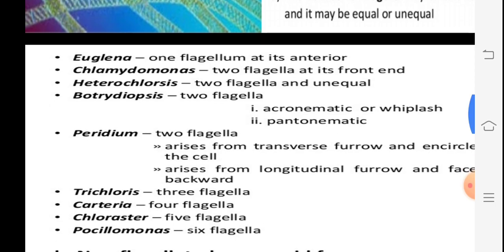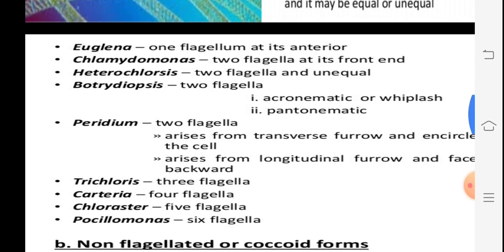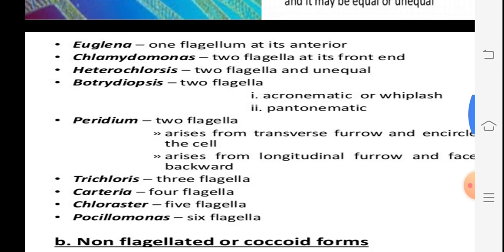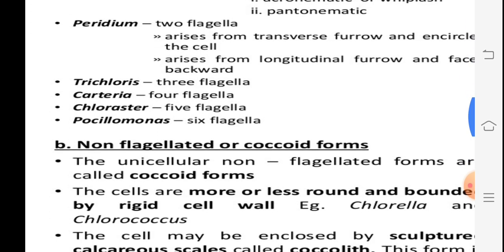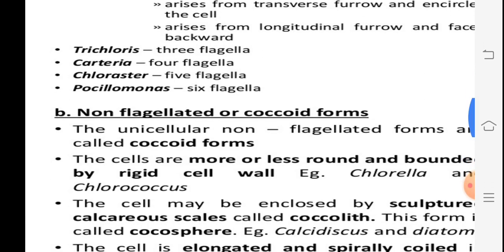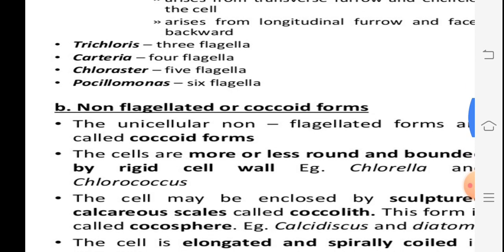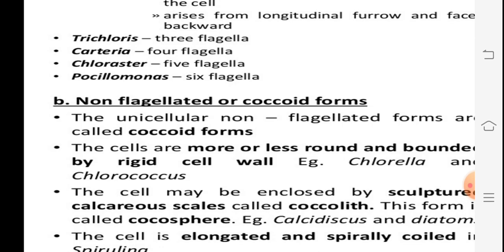In some members these are there. In the first classification, Euglena was also added into Chlorophyta, but later on it was separated. So one flagellum at the anterior end; Chlamydomonas has two flagella, Heterochloris two flagella, Botrydiopsis two flagella, one smaller and one larger. Then Pedinomonas, then Tricholaris with three flagella, Carteria four flagella, Chloraster five flagella, and Bacillomonas six flagella.